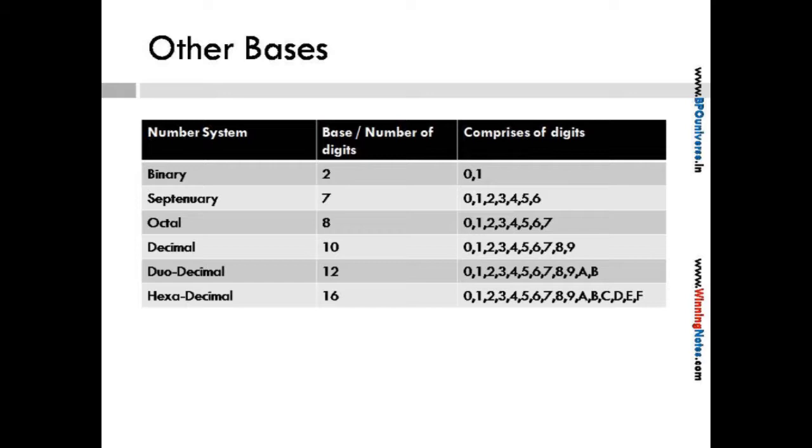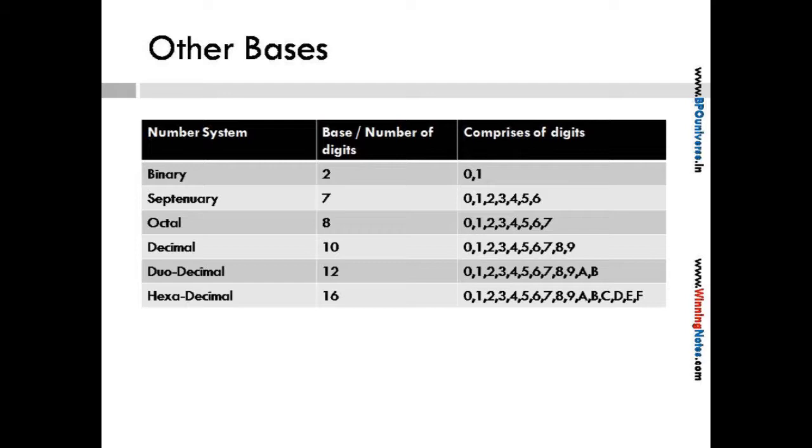Now septenary, wherein sept means 7, has got 7 different digits from 0 to 6. Octal has got 8 digits from 0 to 7. Decimal we already know. Duodecimal actually means that the number system has got 12 digits. Now how do we represent the 12 digits? We know that 10 digits can be represented from 0 to 9, and after 9, for representing the 10th digit, we will use the alphabet A. For the 11th digit we use alphabet B. Similarly, for hexadecimal numbers, we will use 0 to 9 for the first 10 digits and alphabets A to F for the next 6 digits.